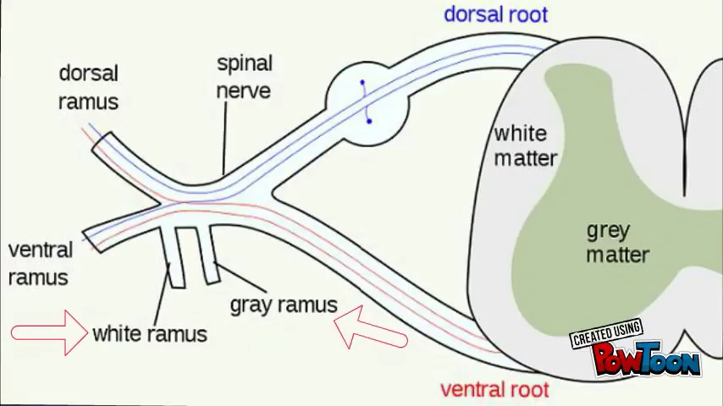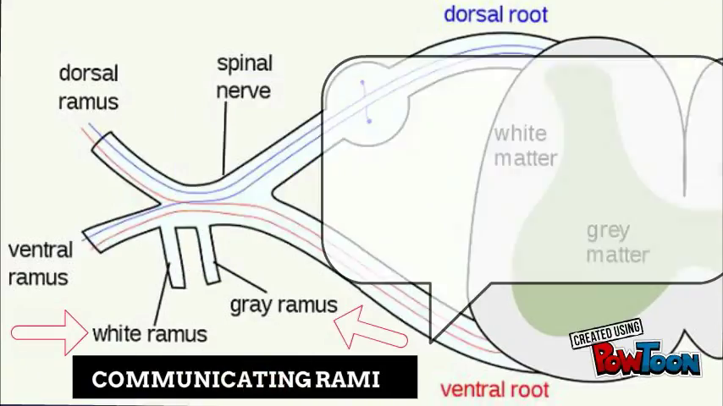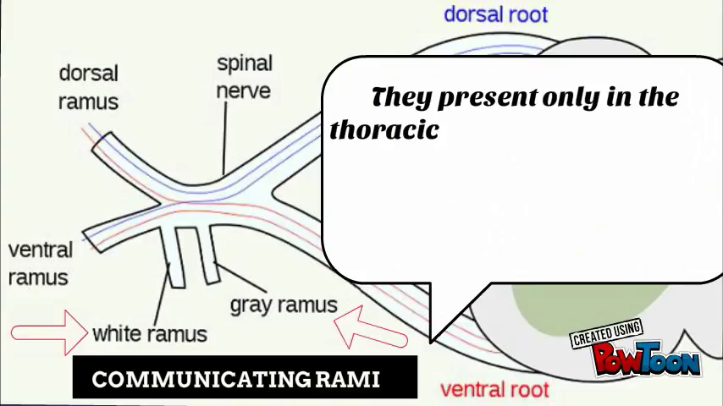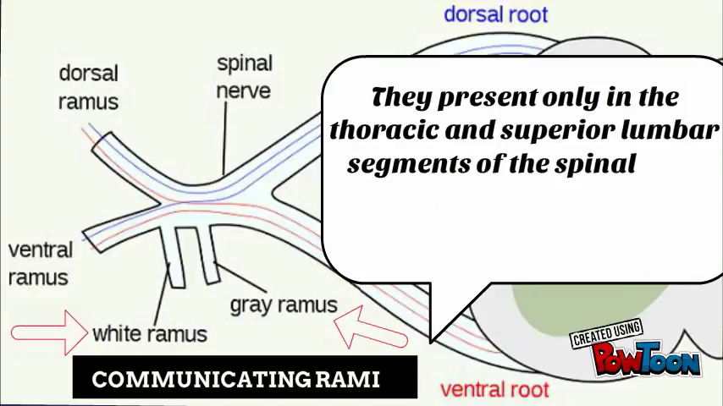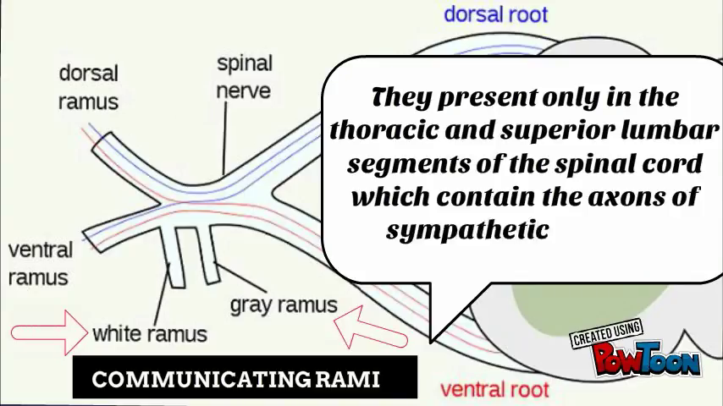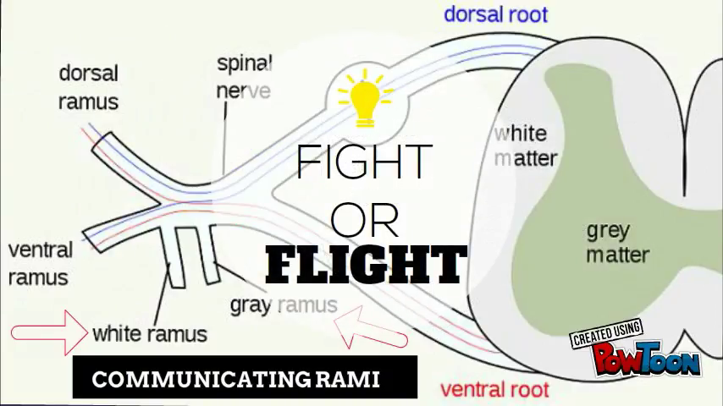The white and gray rami, aka the communicating rami, are present only in the thoracic and superior lumbar segments of the spinal cord, which contain the axons of sympathetic neurons responsible for the fight or flight response.